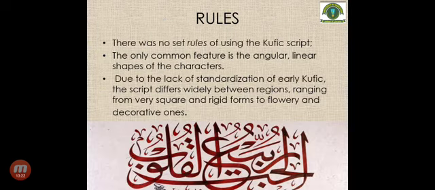Rules. There were no set rules for using the Kufic script. The only common feature is the angular, linear shapes of the characters. Due to the lack of standardization of early Kufic, the script differs widely between regions, ranging from square and rigid forms to flowery and decorative ones.